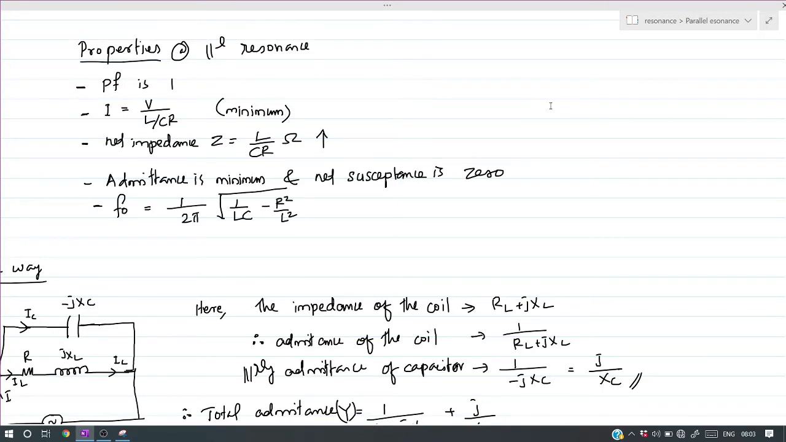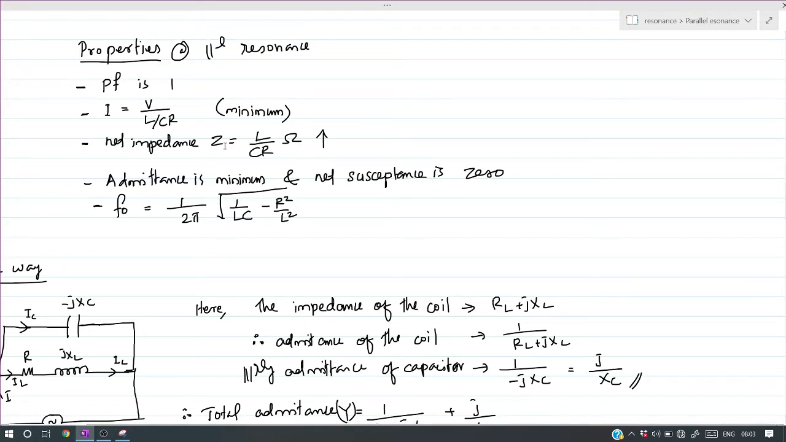Then current is minimum. Why? Because of net impedance, the third point. The net impedance is L divided by CR. Usually the value of coil resistance is small. If coil resistance is small, net impedance is large. If net impedance is large, this current is minimum.